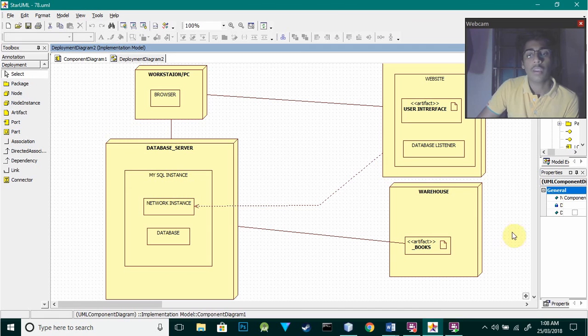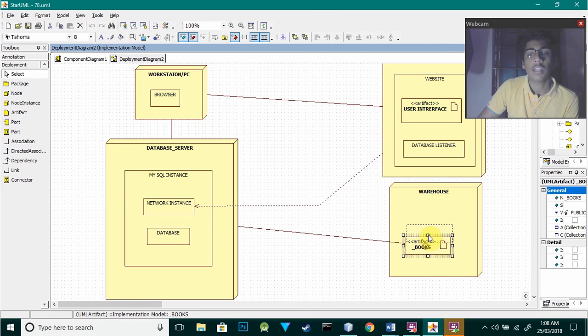Then there is also the warehouse, which contains an artifact like the book, for any number of books that are supplied through this warehouse. It may be a hardware or software part.